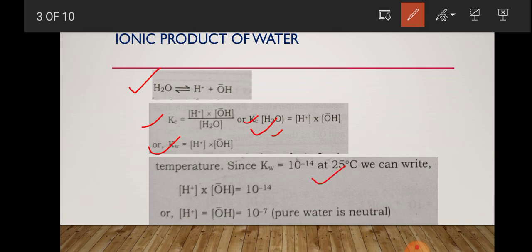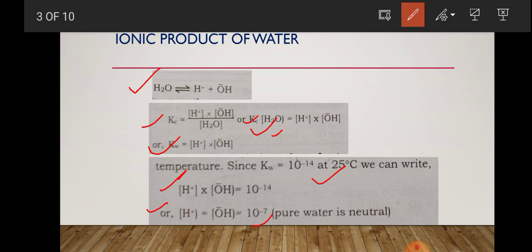25 degrees centigrade temperature, we can write concentration of hydrogen ion times concentration of hydroxide ion equal to 10 to the power inverse 14, or concentration of hydrogen ion equal to concentration of hydroxide ion equal to 10 to the power inverse 7 in case of pure water.